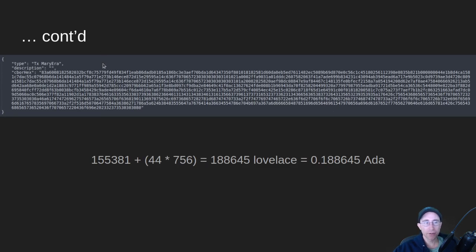So let's take a look at a transaction here. This is a signed transaction in the Mary era. If we look at the number of bytes here in the CBOR, which is that compressed format that's going to go on the blockchain, these are the actual bytes that will be stored on the blockchain. And that is 756 bytes. We multiply that by our 44, add in our fixed fee, and we end up with 188645 Lovelace, or as you're used to seeing, around 0.18, 0.19 ADA.